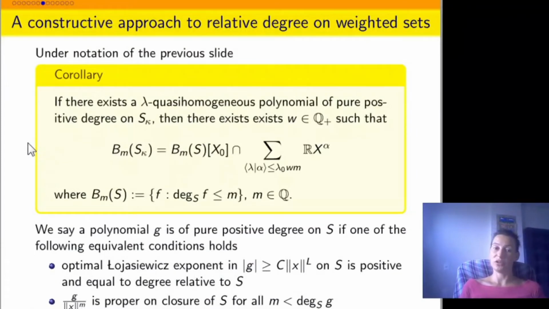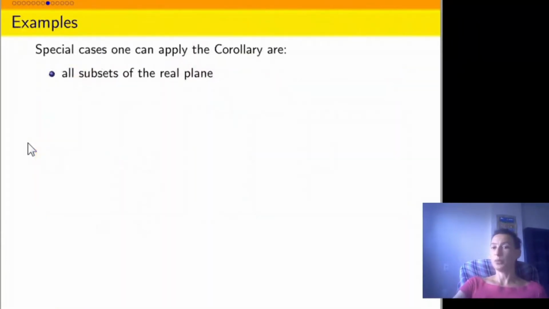And in fact, this condition is equivalent to the condition that G over the norm of X to the power m is proper on the closure of the set S for all powers m which are less than the relative degree of G on S. So these conditions are equivalent, and if they are satisfied, then we have this structure of the module of polynomials of relative degree m. So, examples of how we can apply the corollary and the more general theorem.